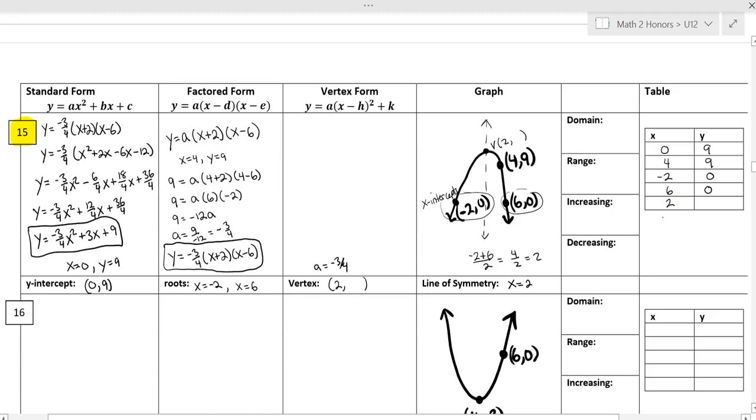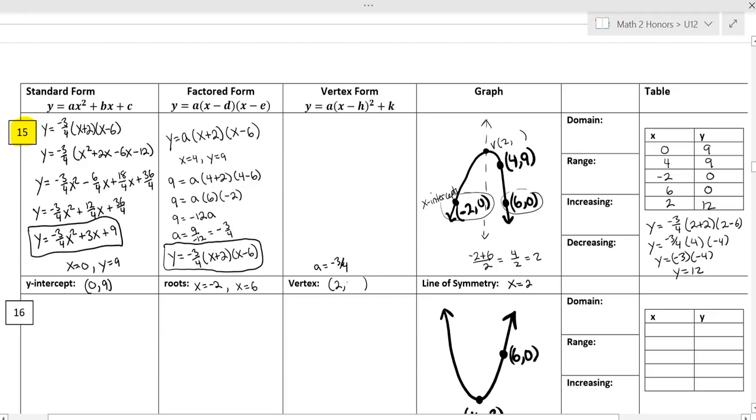So I'm going to grab one of the equations. I'll grab factored form. You pick, doesn't matter. Pick whichever one you want and plug in 2 for x and figure out what y is. So negative 3/4, plugging in 2 for x, so 2 plus 2 times 2 minus 6. That's going to be y equals negative 3/4 times 4 times negative 4. Well, negative 3/4 times 4 is negative 3 times negative 4 is what's left. So y is 12.